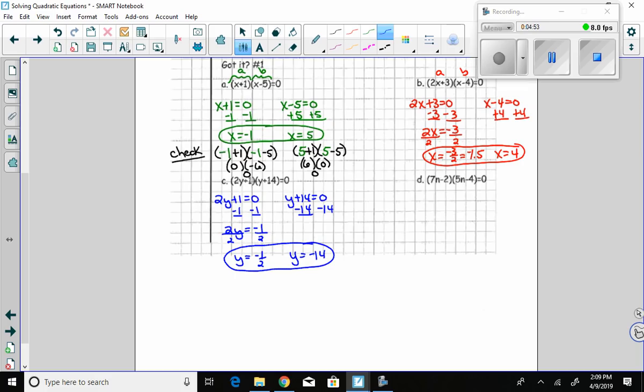Again, 2 solutions because I have 2 factors. If there had been 3 factors, how many solutions do you think we're going to get? Exactly, we're going to get 3.